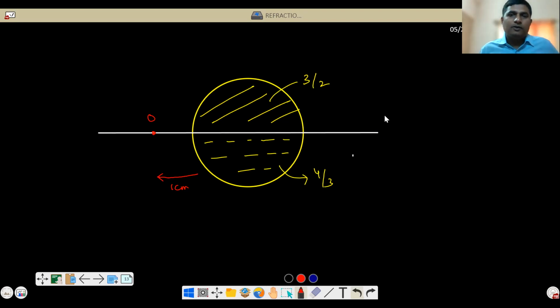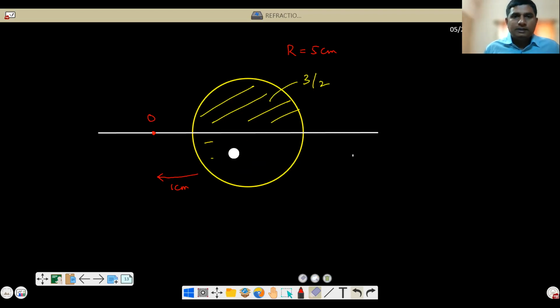Where will the final image be formed? Now you will get 2 images, correct or not, when the situation is this one. Now I'll change it a little bit. Same thing, the radius is the same. Radius is 5 centimeters.